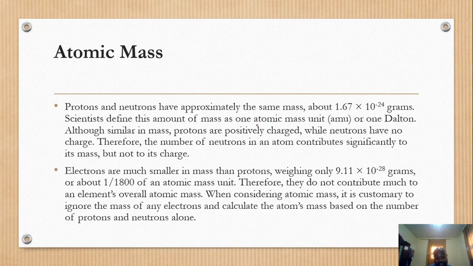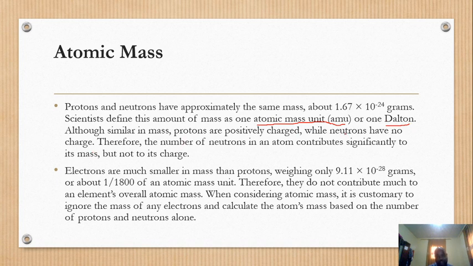They use this term, atomic mass unit, AMU, or Dalton. Dalton and AMU are just units, like kilograms or grams. It's just a unit, right? Although similar in mass, protons are positively charged while neutrons have no charge.